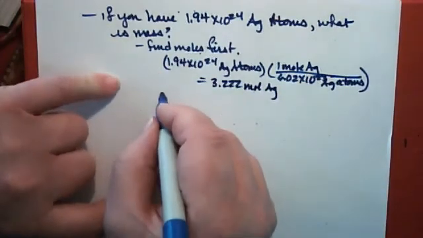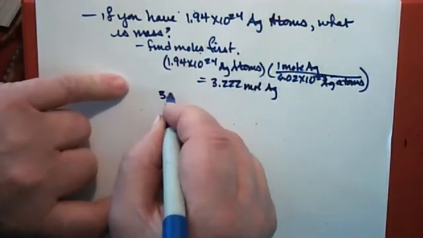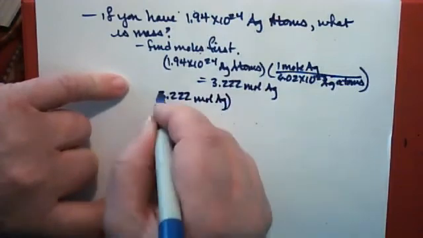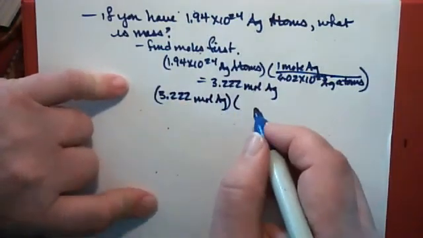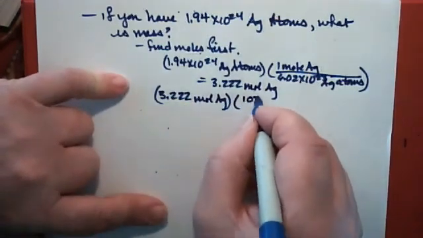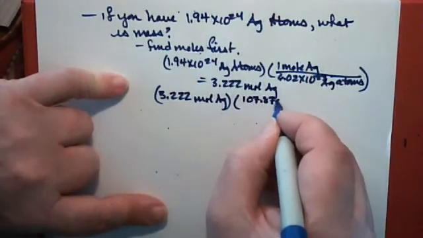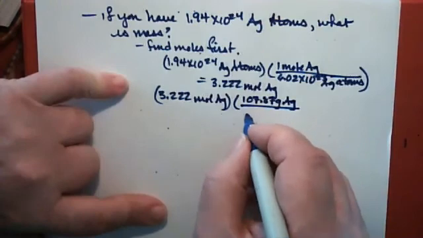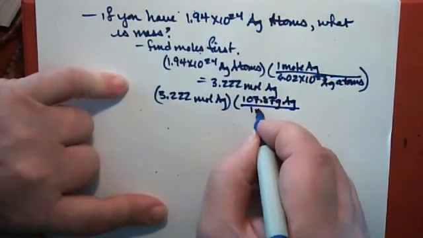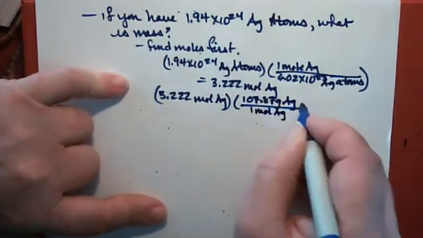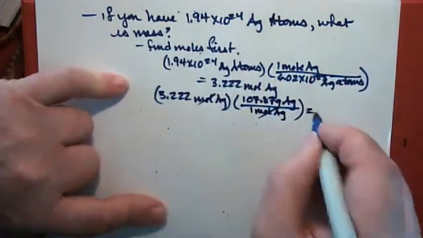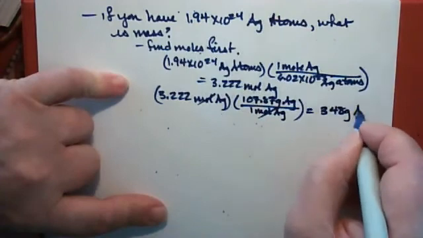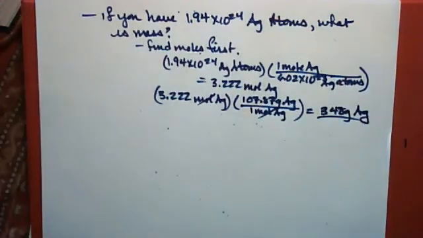Then we can take the 3.222 moles and multiply it by the atomic mass, because we know how many moles we've got and we know how much each mole weighs. Moles of silver cancel out and we end up with 348 grams of silver.